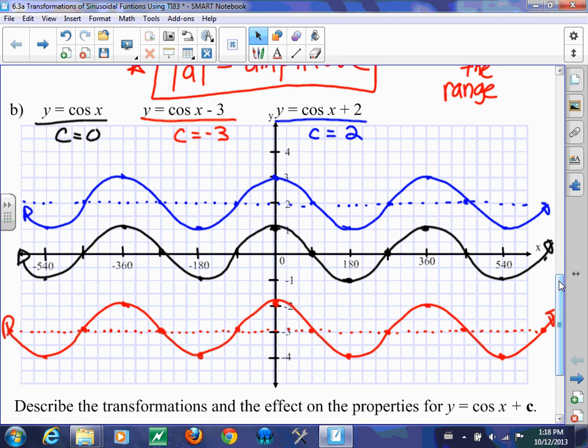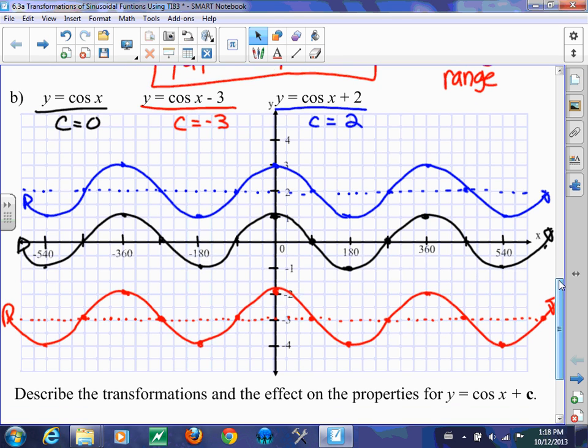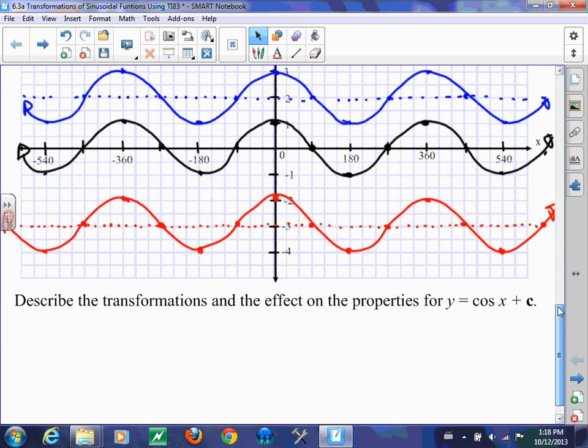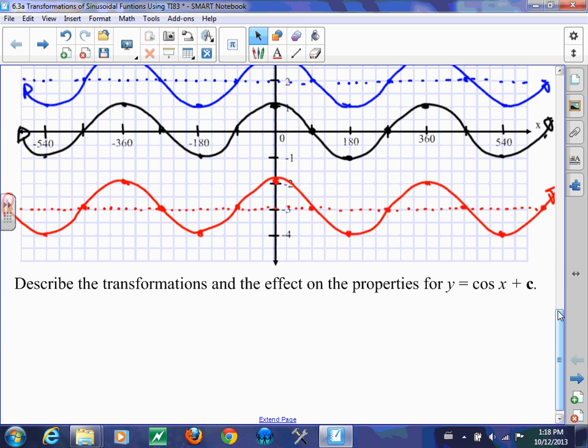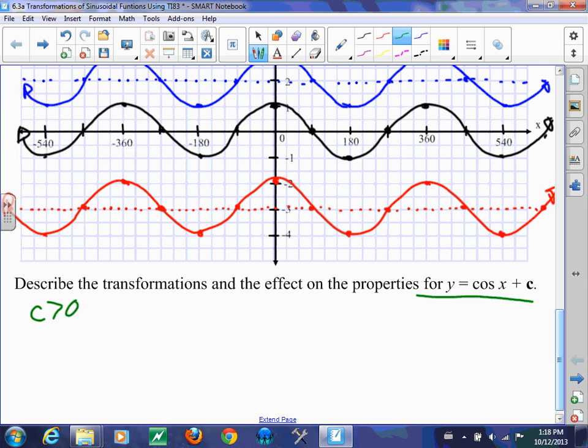All right, so let's make a summary here on what happens when we have the C value, okay? So hopefully you've got this written down, that the properties for y equals cos x plus c. Just remember, if the c is greater than 0, you're going to translate up. Okay. If c is less than 0, you're going to translate down.